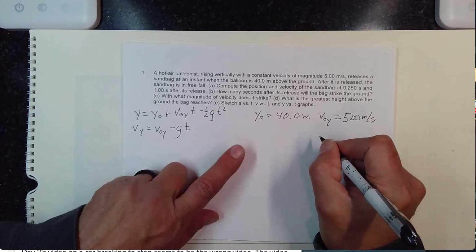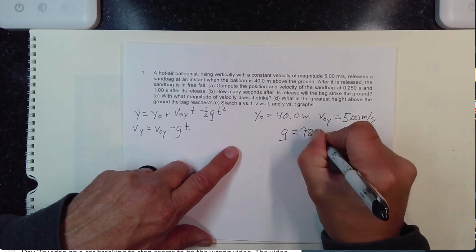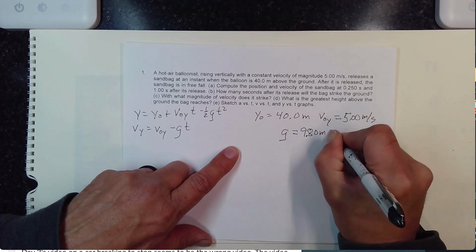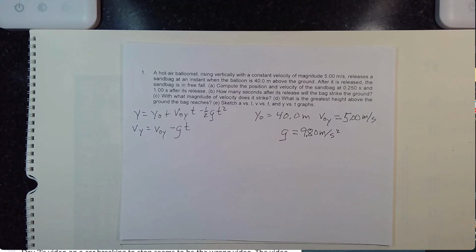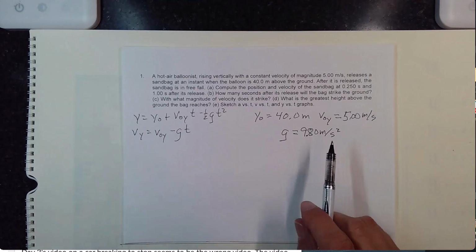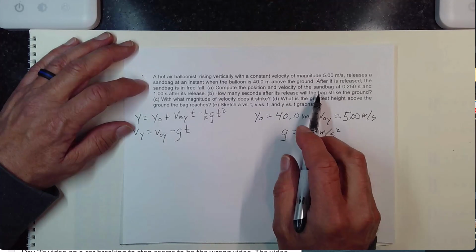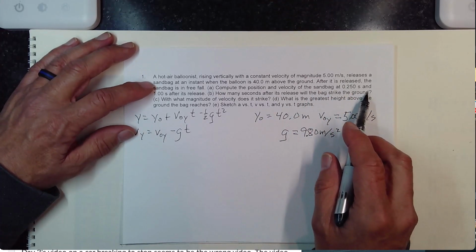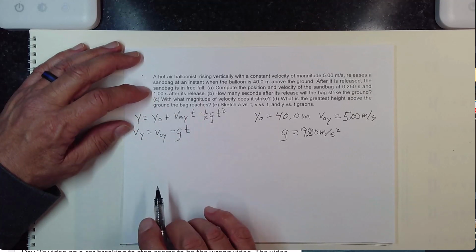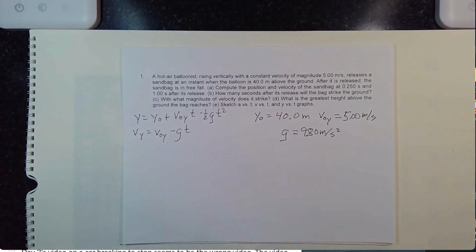And then g is going to be, I'm going to try to use the 9.80 meters per second squared, and try to stay consistent with the book. Although at times, just out of habit, you'll see me use 9.81 meters per second squared, and don't worry about it. It's one part in 980. Won't make a significant difference on the answer we get. Now, it says compute the position and velocity of the sandbag at 0.250 seconds and 1 second after its release. Well, to do that, we take these values, substitute them in here, and then plug in those two time values.